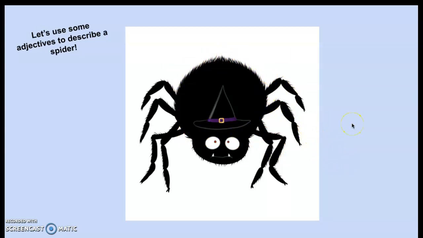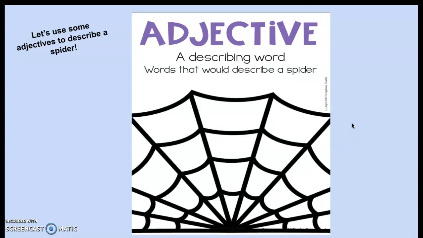Okay, so let's go ahead and let's look at that. I have a little map here and it says adjective, a describing word. Words that would describe a spider. So think of some words. What are some words that might describe a spider? Here's a good example. Hairy. Spiders are hairy. That's an adjective that can describe a spider. What else?